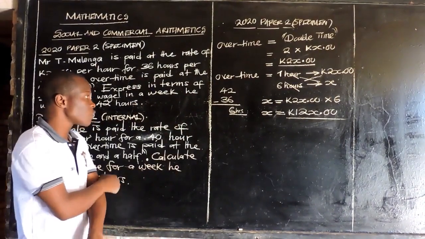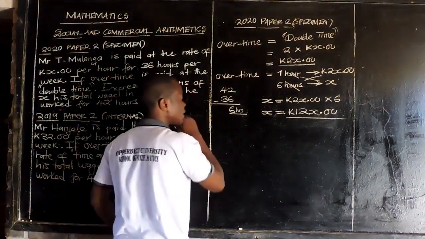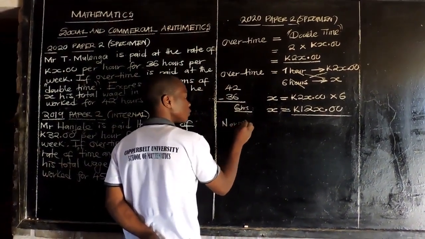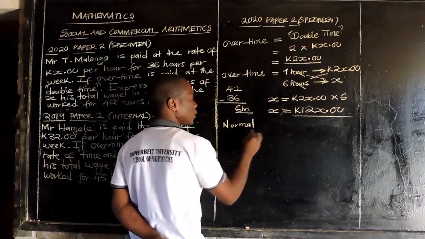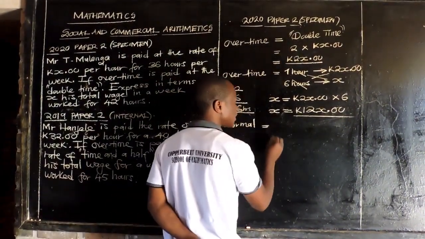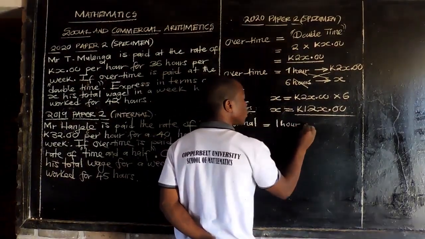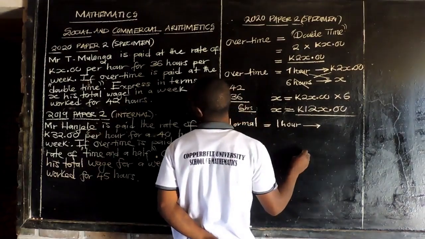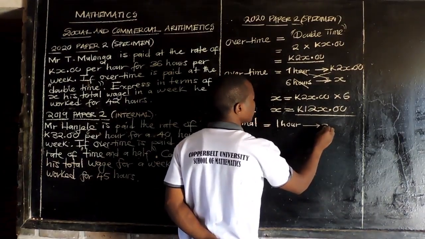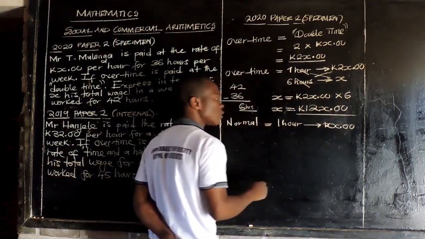Then from there we're going to find the normal. Normal, we know that the agreement was that if he works 1 hour, 1 hour was given how much? What was the rate? x quarter. Is it x quarter, guys? Yes. That is 1 hour is equal to x quarter.